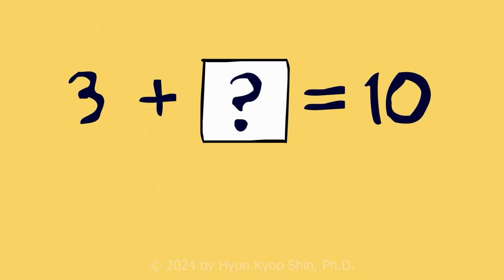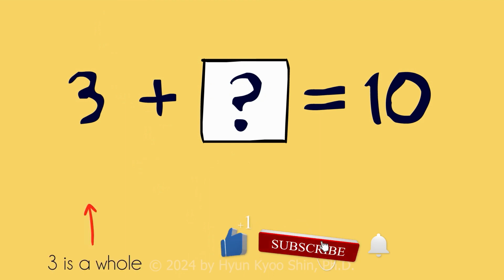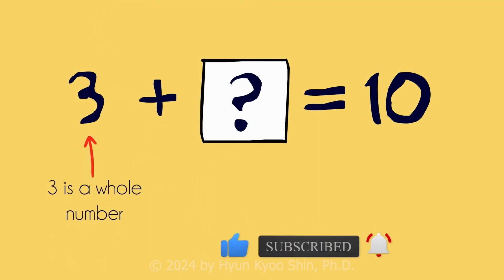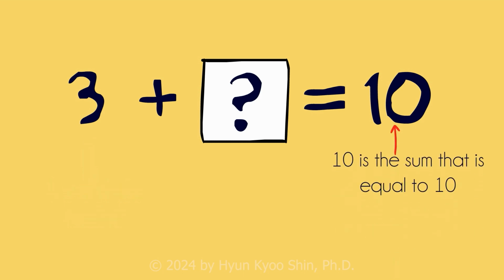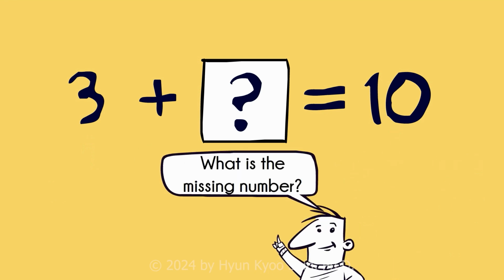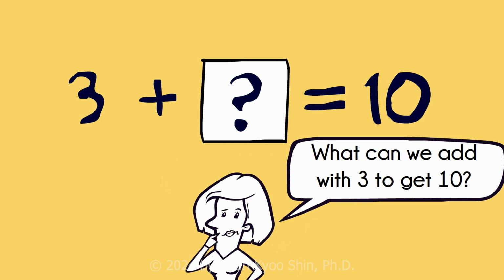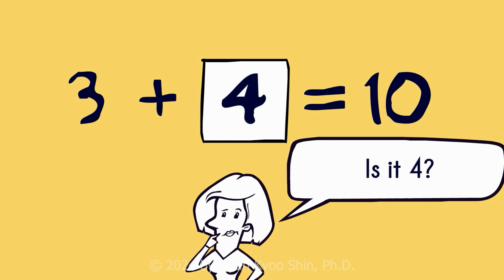3 plus blank is equal to 10. 3 is a whole number. 10 is a sum that is equal to 10. What is the missing number? What can we add with 3 to get 10? Is it 4?